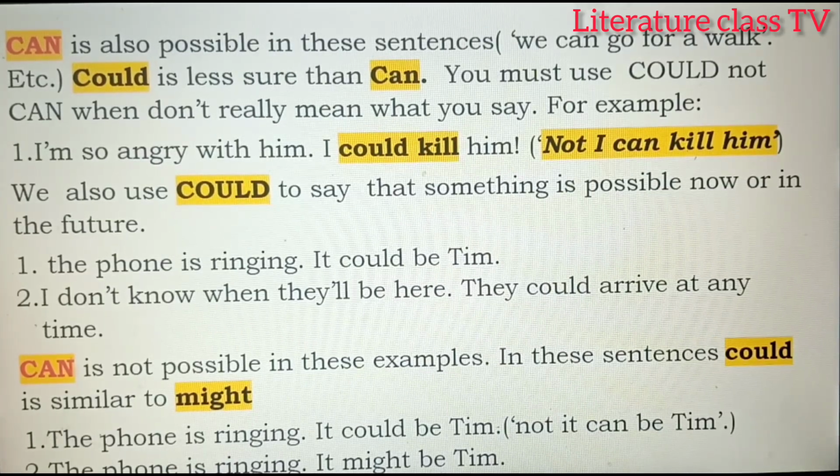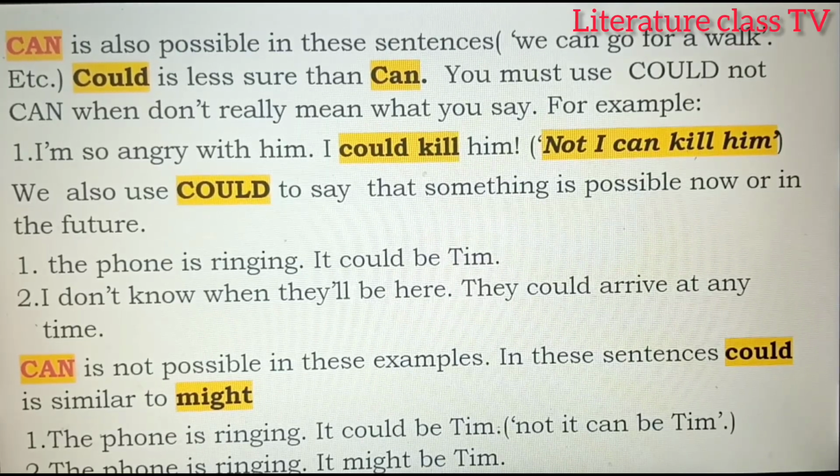We also use could to say that something is possible now or in the future.